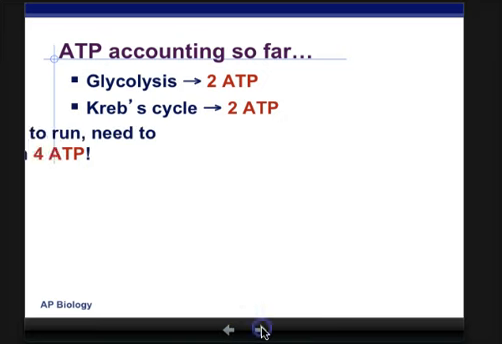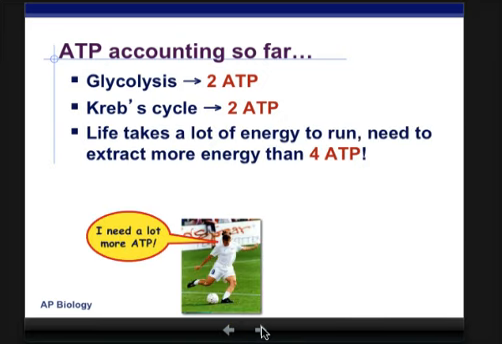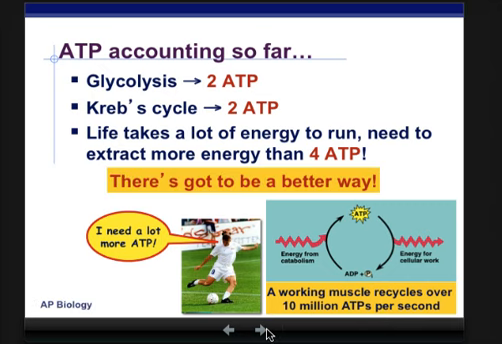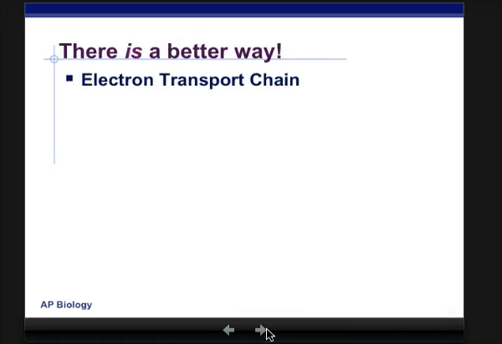And okay, life takes a lot more energy to run than that. So we have to extract more than 4 ATP. And we talked about this a little bit in one of the beginning lectures on ATP. This is, I think, a pretty awesome thing to think about. A working muscle recycles over 10 million ATPs per second. So getting 4 ATP out of glucose ain't gonna cut it. So there's got to be a better way, and there is.